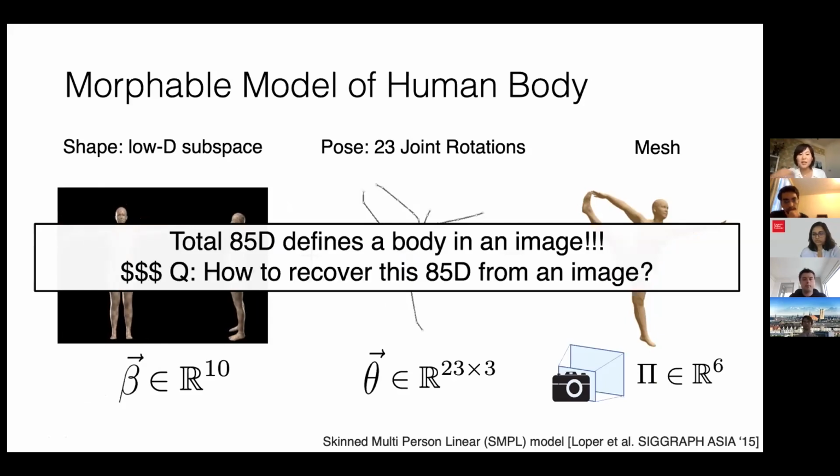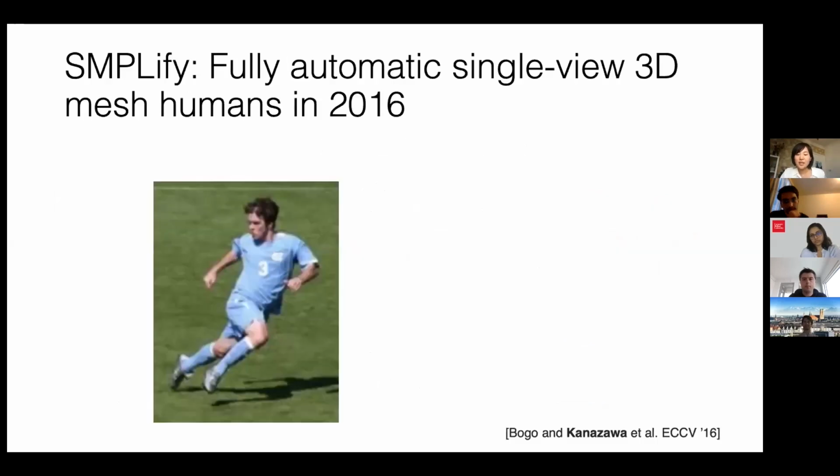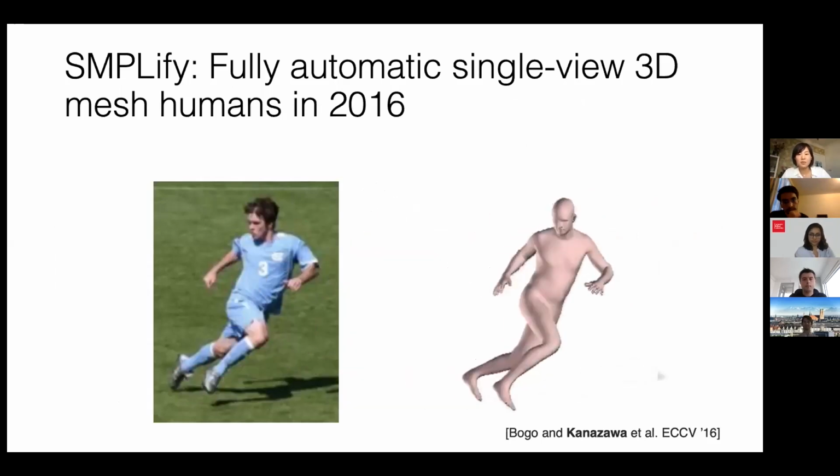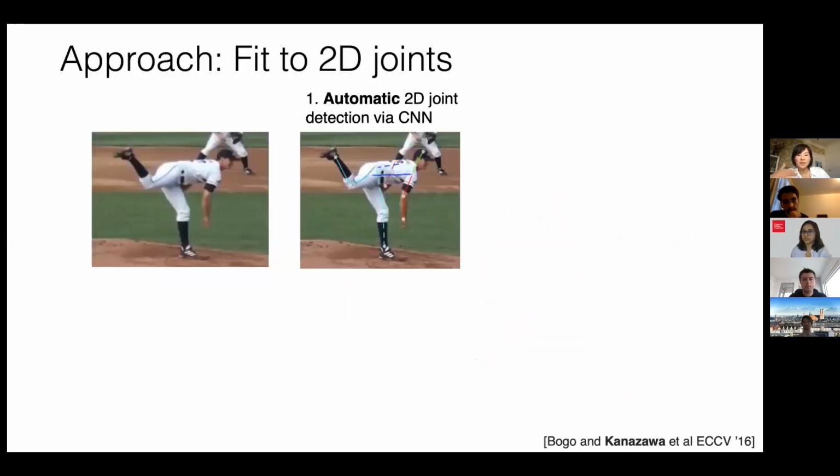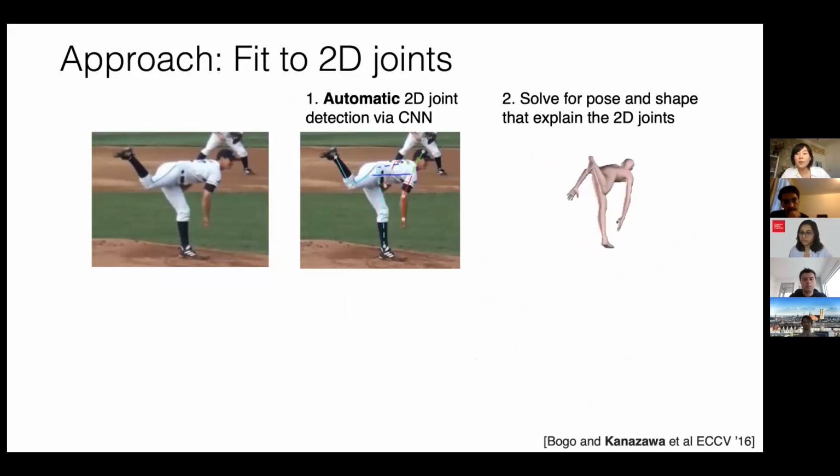And so the $1 million question is, how do you recover these 85 numbers for every single one of you from a single image? And so in 2016, with Federica and MPI colleagues, we developed this approach that was a fully automatic approach that tried to reconstruct humans from images. For this approach, what we did was to extract 2D joints from images and then solve for pose and shape that explain such 2D keypoints.